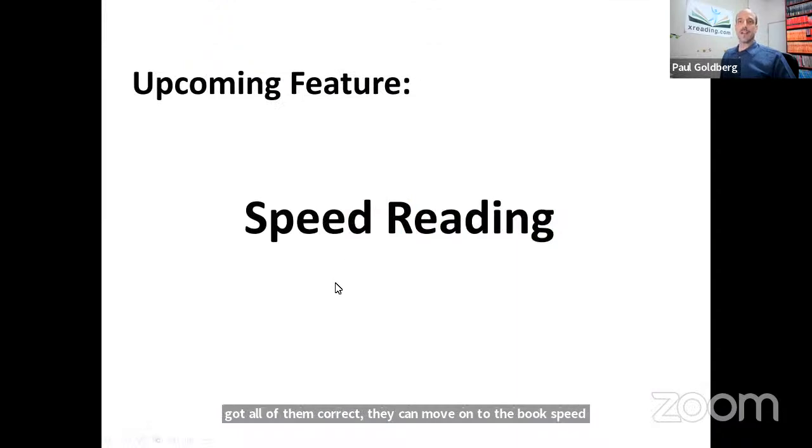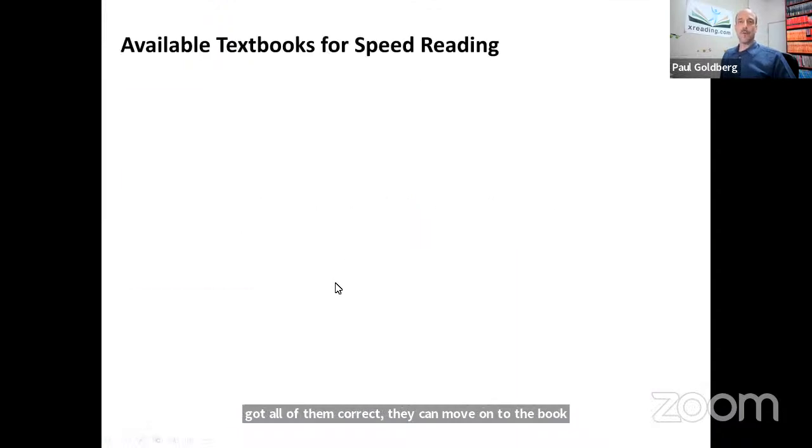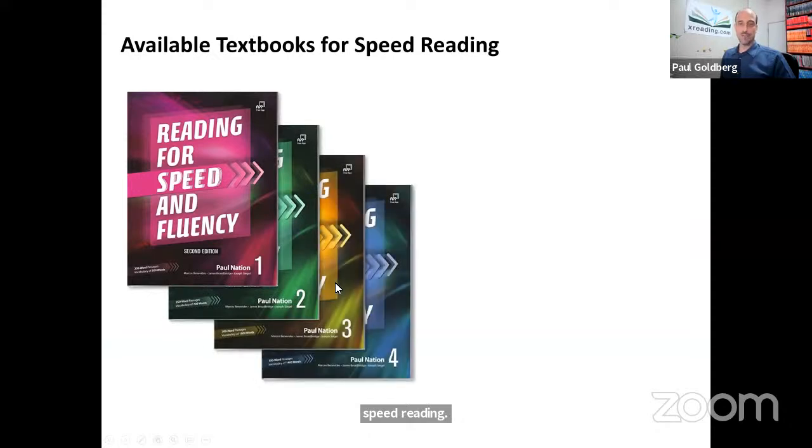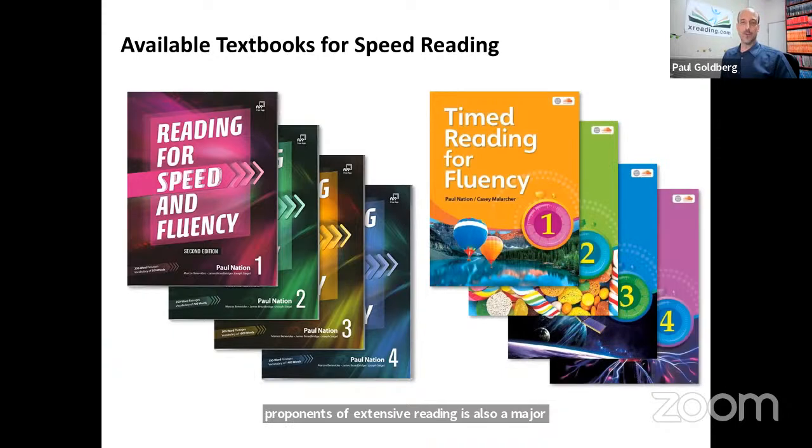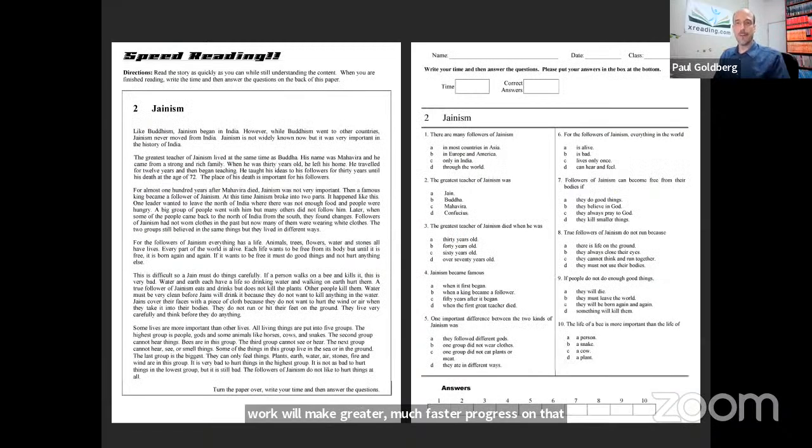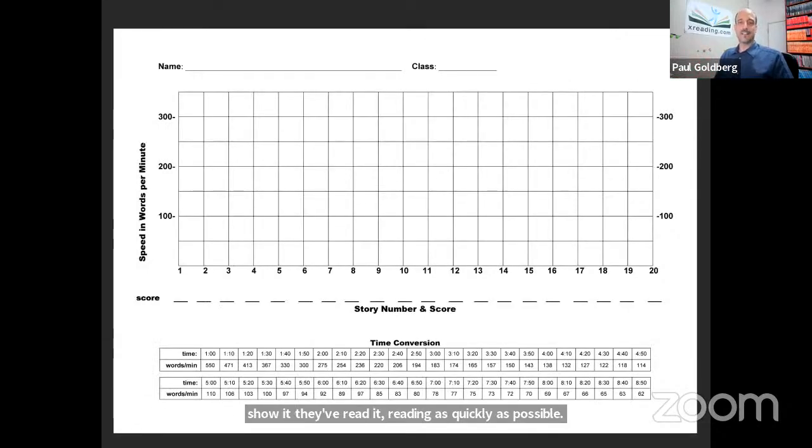Speed reading. As you may be aware, Paul Nation, one of the biggest proponents of extensive reading, is also a major proponent of a dedicated speed reading component. He believes, and it's actually been shown in research, that a student doing both extensive reading and speed reading work will make much faster progress on their reading fluency. Speed reading simply means a student reading a short, simple passage, taking a quiz just to show that they've read it, reading as quickly as possible, and then tracking it on a graph.